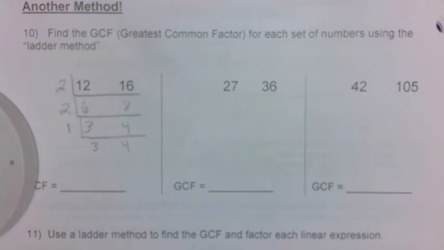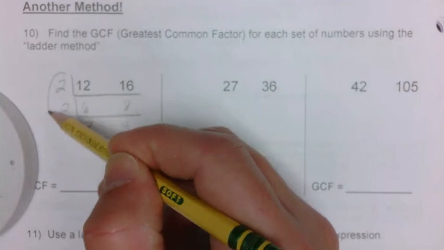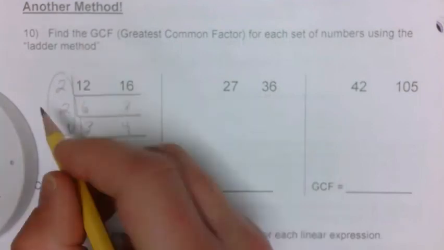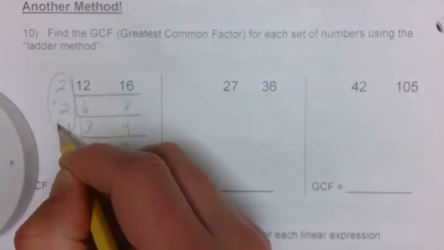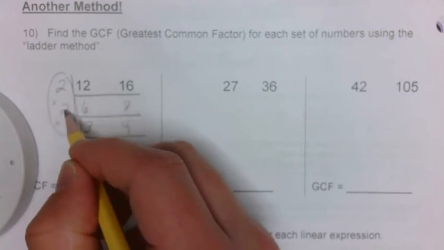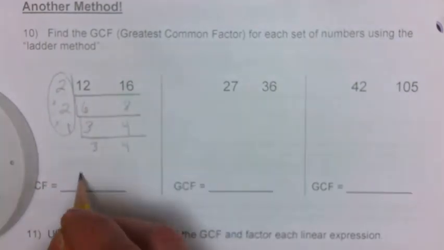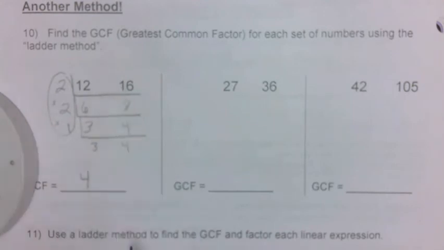Now, to get the greatest common factor, I'm going to look at the numbers on the outside, and I'm simply going to multiply them together. 2 times 2 is 4. 4 times 1 is still 4. So the greatest common factor of 12 and 16 is equal to 4.